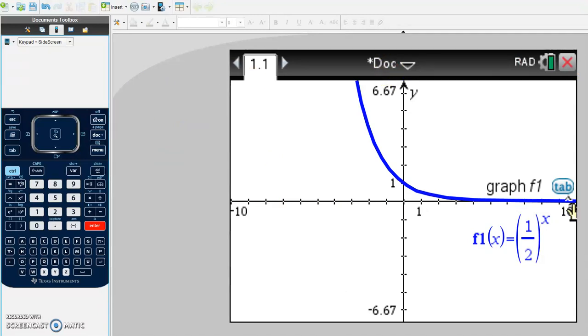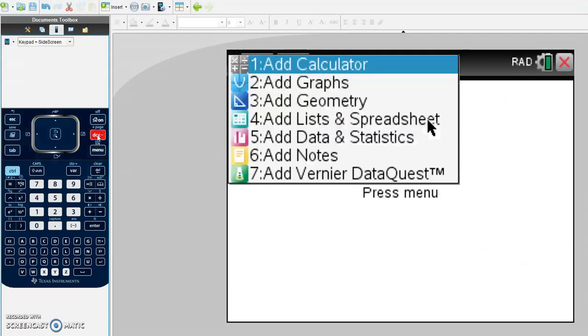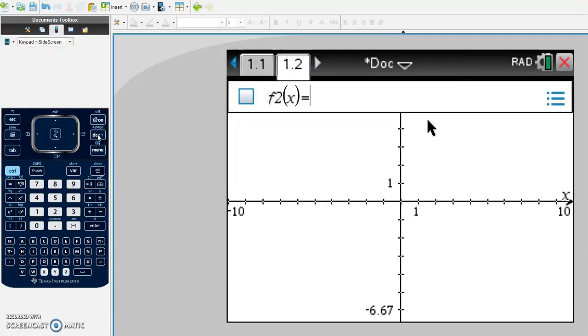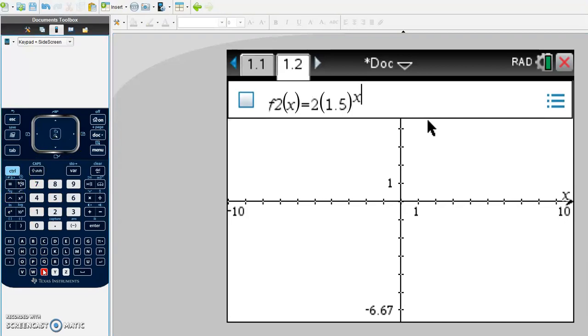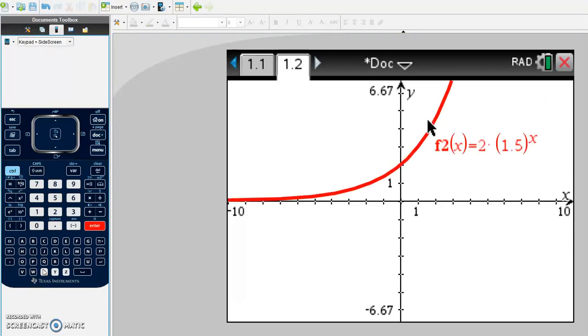Okay, so let's go do the second one. I'm just going to add a new page. So Control Doc to add a page. Again, I add a graph. And my next equation was 2 parentheses 1.5, close my parentheses, raise that to the x power, and then hit enter. So again, let's see what we can identify.